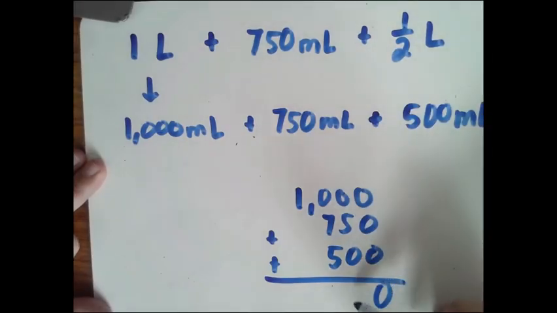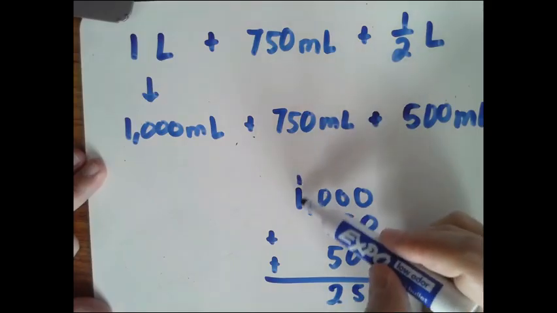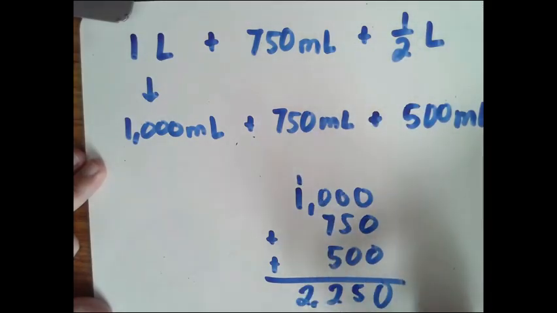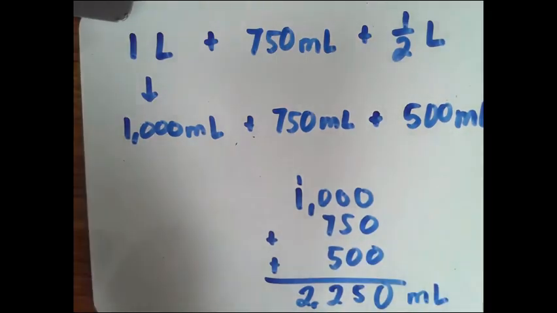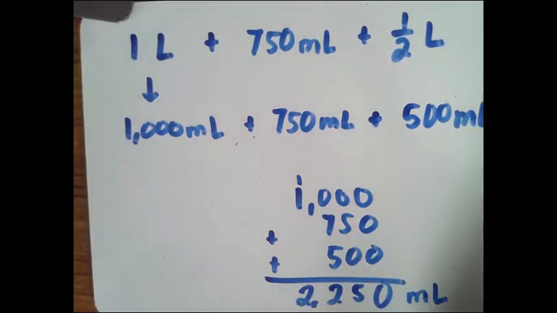0 plus 5 plus 0 is 5. 7 plus 5 is 12. Carry the 1. 1 plus 1 is 2. So we have a total of 2,250 milliliters of liquid to make the punch.